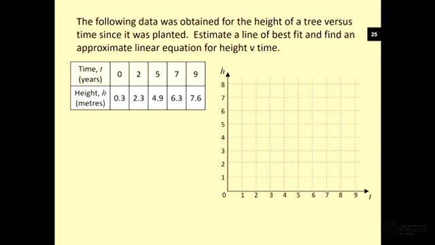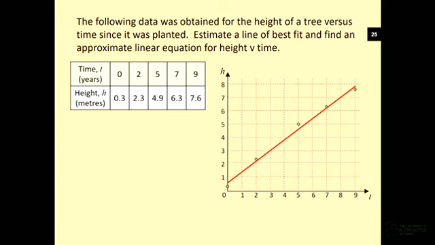Now, if we plotted them, here's a time of naught giving a height of 0.3. Here's a time of 2, that's at a height of 2.3. 5 gave a height of almost 5. 7 up at 6.3 and 9 at 7.6. And we're going to assume that trees grow in a linear relationship, okay? So if I wanted to try and find a straight line that goes through all of them, that's pretty good. That's me just doing it by eye, okay? I've just gotten a clear ruler and tried to work out roughly a line that looks like it goes as close to all of them as possible.